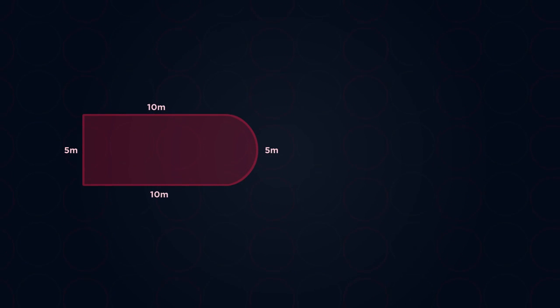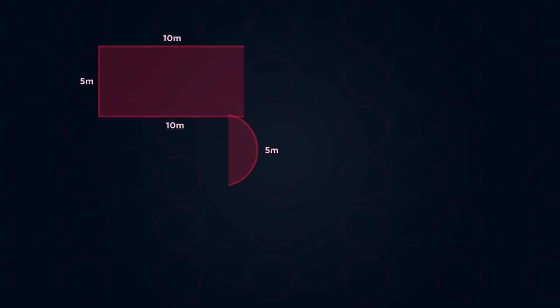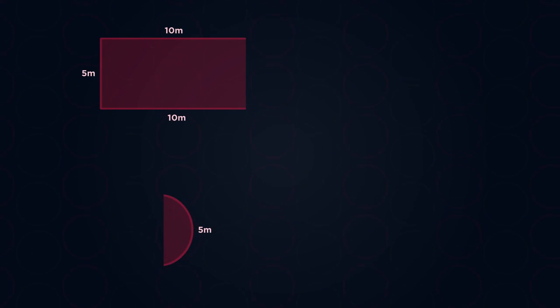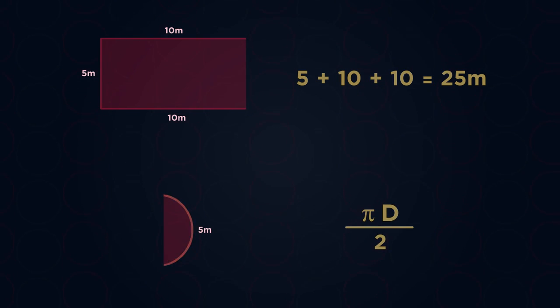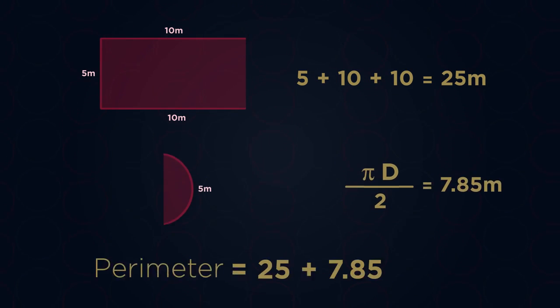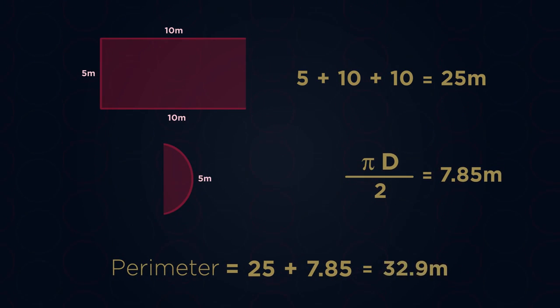Let's quickly have a look at where these numbers came from. Split the shape up into a rectangle and a semicircle. For the rectangle, we only want these 3 sides. And then we only want the circumference of half the circle, hence divide by 2. Add the perimeters together and we get 32.9 meters.